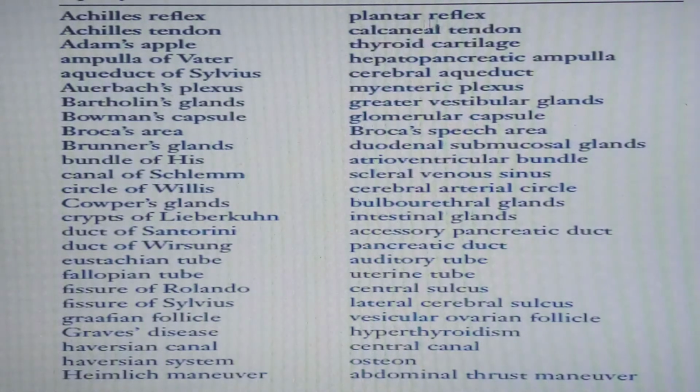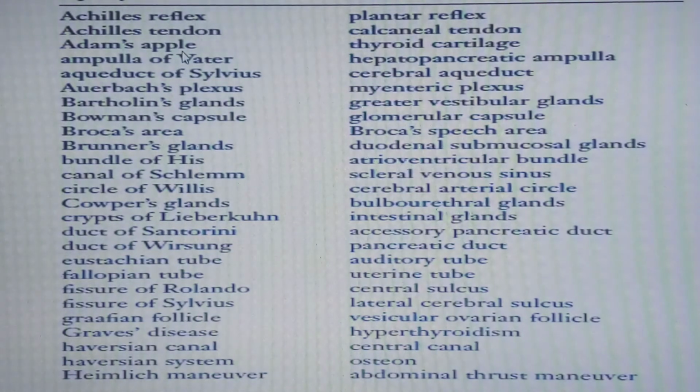So, for instance, if you look at Achilles reflex, that's a plantar flexion. Because the Achilles tendon is connecting the superficial muscles of the posterior aspect of the leg to the calcaneal bone. The muscles of the posterior aspect of the leg help in what we call plantar flexion. So it means that Achilles reflex has to do with plantar flexion. Then Achilles tendon is the calcaneal tendon, as we've said.